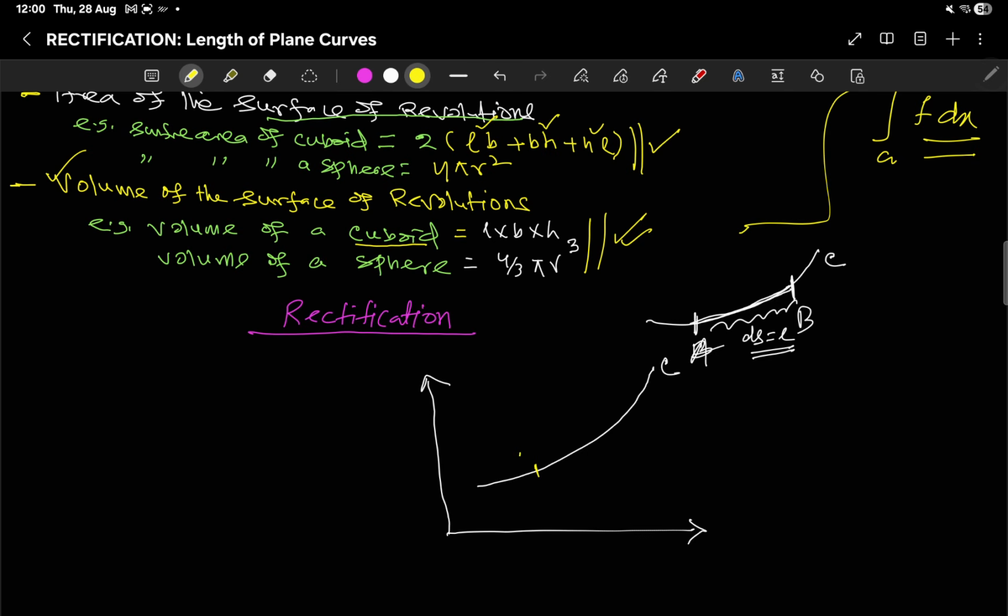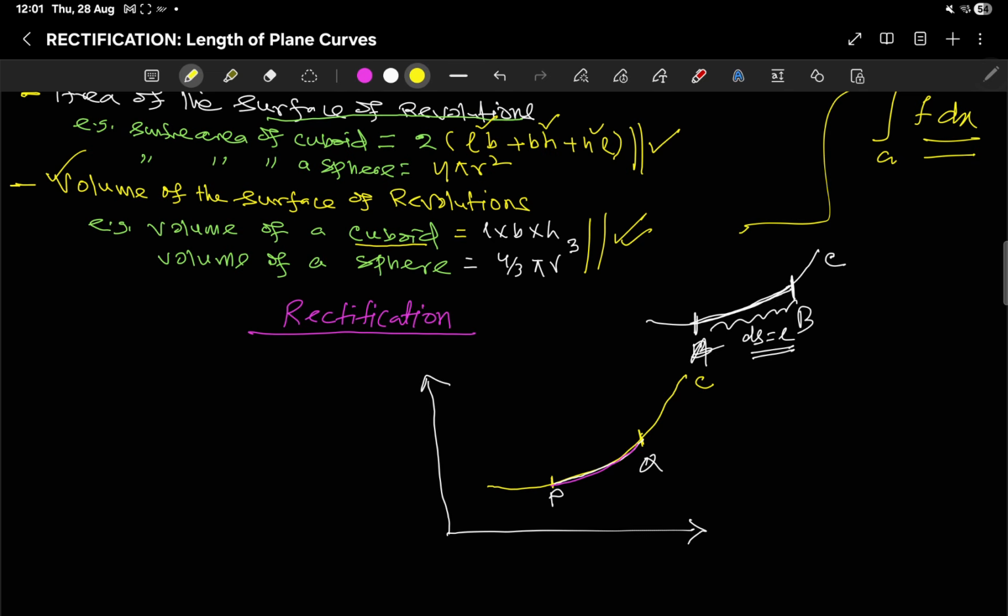Let this point be my A point and this point be my B point. Consider the curve C, with two neighboring points P and Q. So this P and Q is my chord. Now I join, this is my arc. P and Q is my arc.